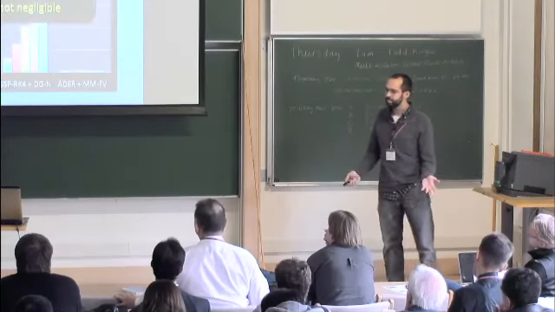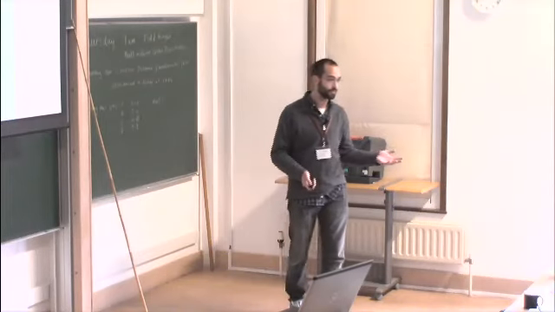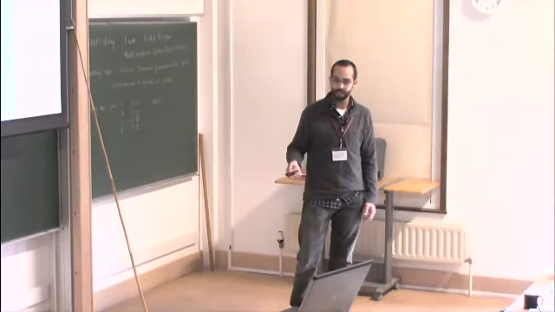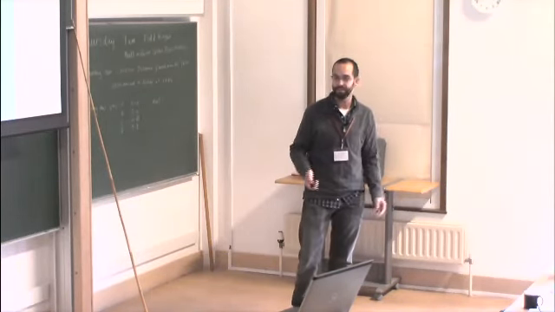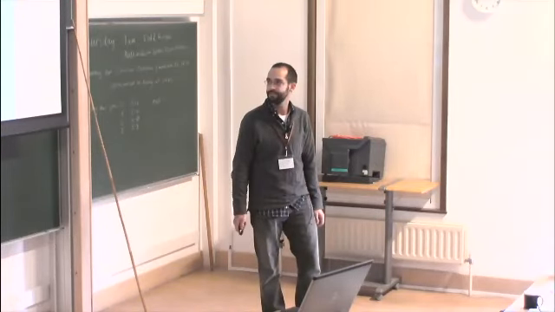In fairness, as a caveat, the multi-moment finite volume communicates the same as a modal DG, which means you have to communicate all the modes across the interface at a given time. And so it does communicate more per stage than nodal DG. But if latency is a big player in your MPI communication, meaning you don't have too much data going across, this is still a big payoff. So it depends on the problem and how much you're communicating over the edge. So just throwing that in there.